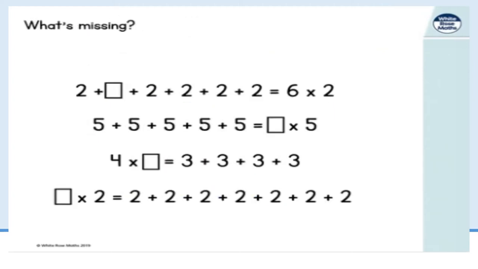What's missing here? 2 plus something plus 2 plus 2 plus 2 plus 2 is equal to 6 times 2. I might go and get myself some cubes or some pieces of pasta or something that I can organise into twos, because that will help me here. Pause the video here and see if you can work out what's missing.